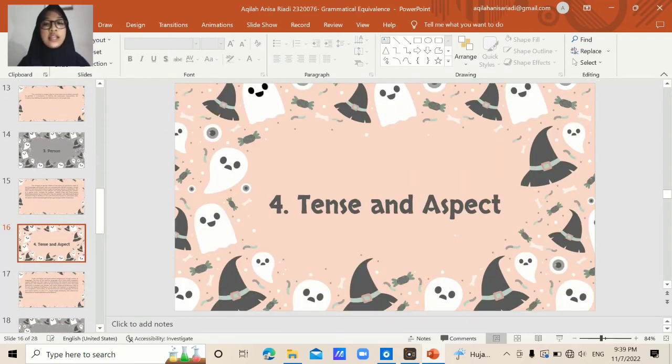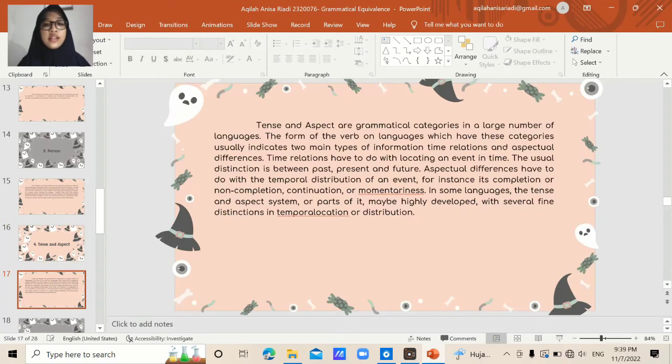4. Tense and aspect. Tense and aspect are grammatical categories in a large number of languages. The form of the verbs in languages which have those categories usually indicates two main types of information: time relation and aspectual difference. Tense has to do with locating an event in time. The usual distinction is between past, present, and future.